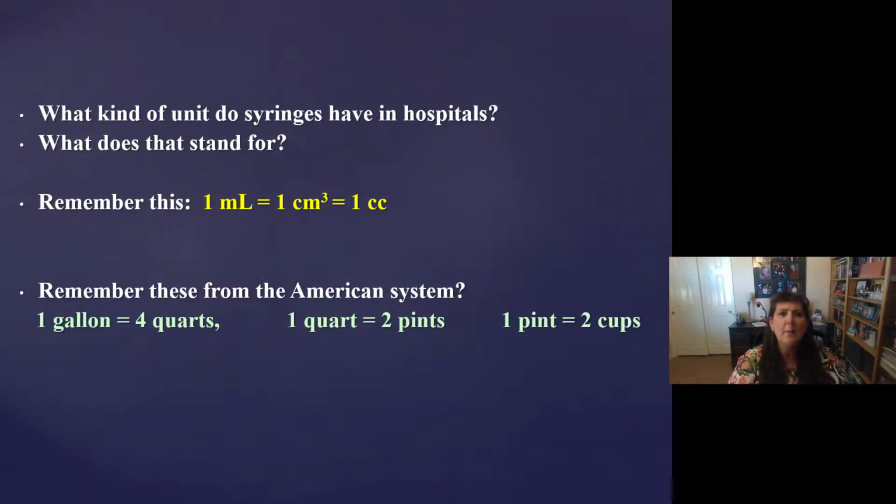So, if we're talking about the unit syringes have in hospitals, what is that unit? Like sometimes you see on TV, give me 5 blank stat of adrenaline. What is that unit? If you said cc, you're correct. Yeah, 5 cc's of adrenaline stat. cc actually stands for something. It's an abbreviation. Do you know what cc stands for? Yes, if you said cubic centimeter, that's right. cc stands for cubic centimeter, which means cm cubed, centimeter cubed, a cubic centimeter.